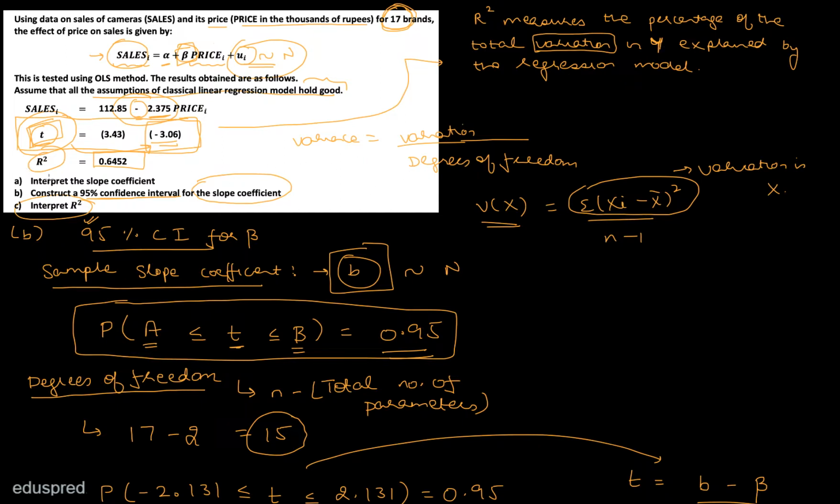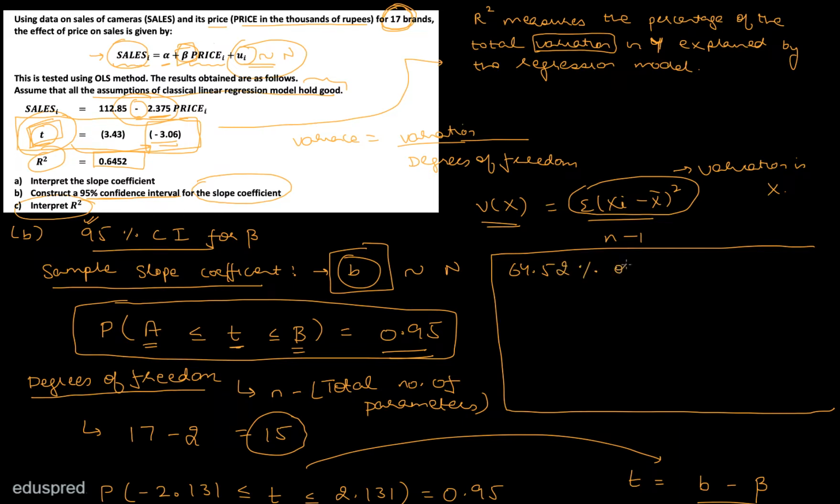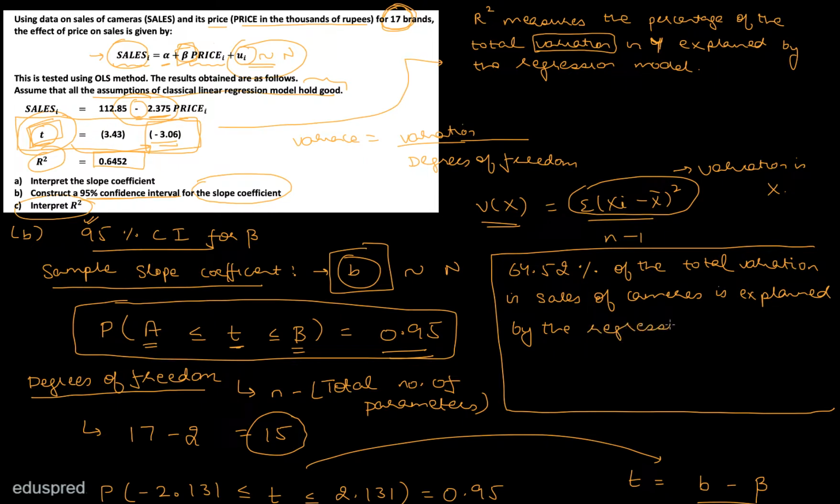Now in our case, we are given that R square is equal to 0.6452. So the interpretation of R square is going to be that 64.52% of the total variation in sales of cameras is explained by the regression model.